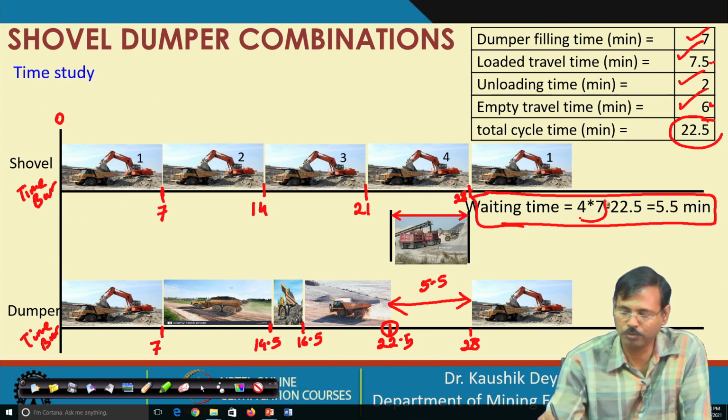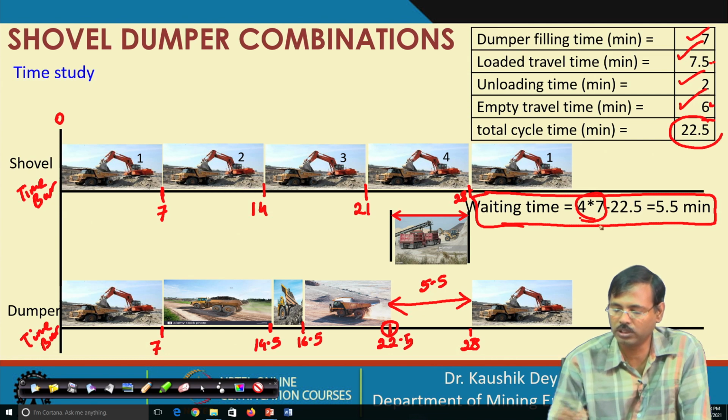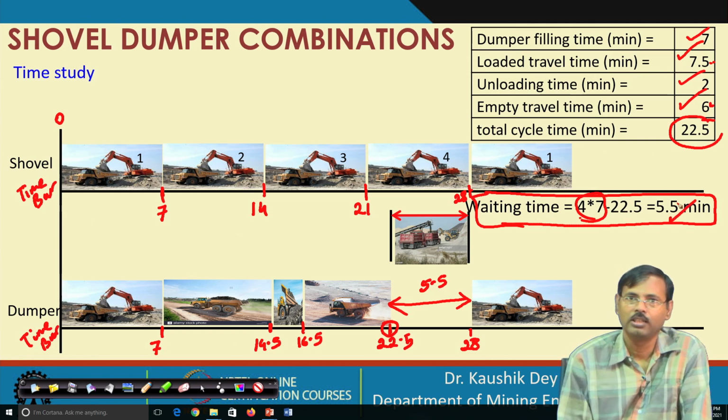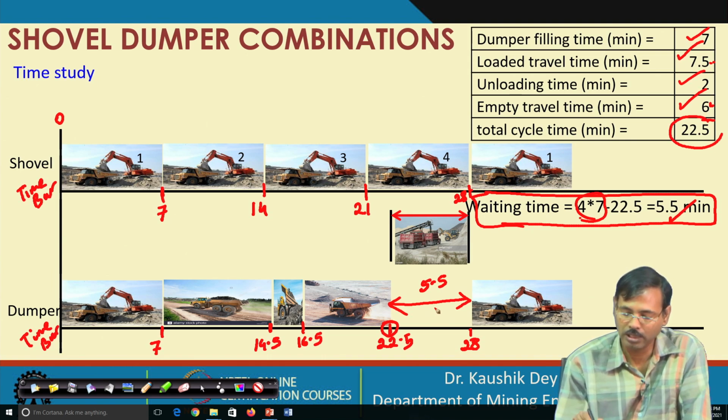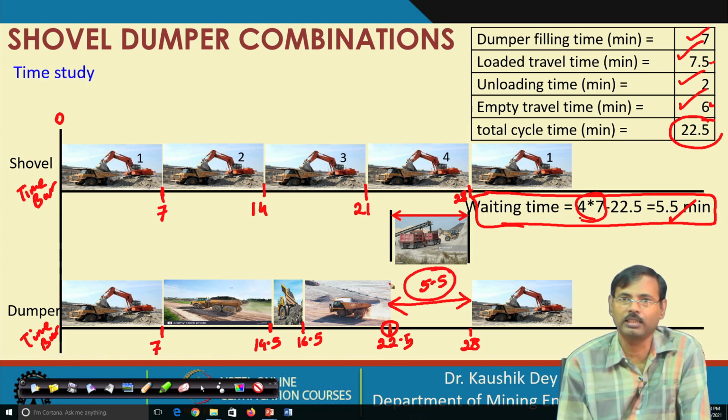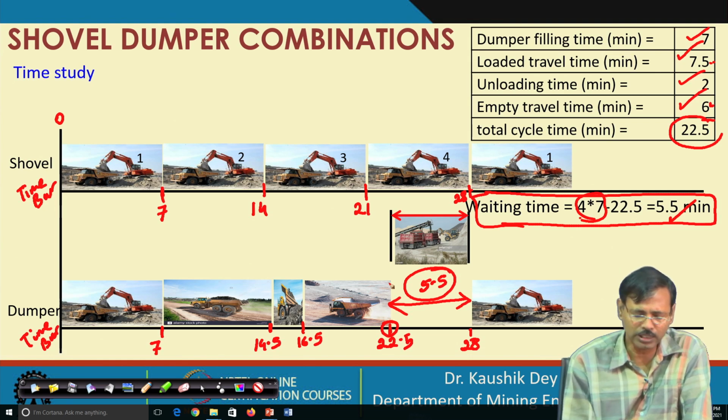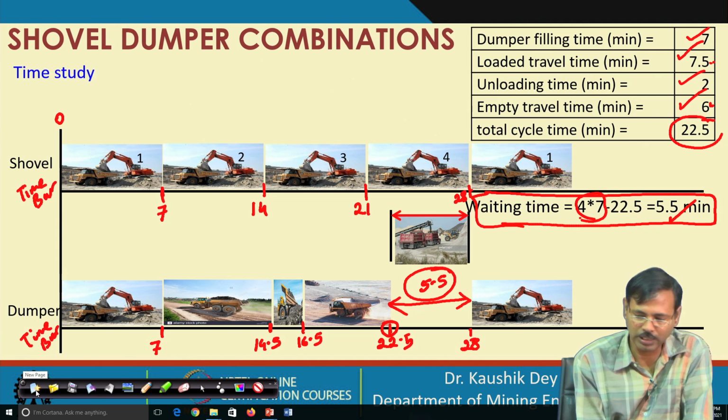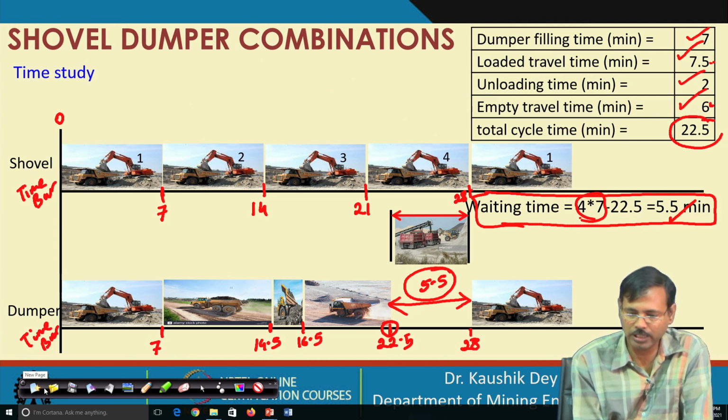The loading time of the 4 dampers is 4 into 7, 28, minus 22.5, is 5.5 minutes. This waiting time has to be considered for the damper cycle time. So, this is unwanted, but an essential part of the damper cycle that cannot be avoided. But how can that be expressed in a mathematical formula? It is now clearly understood.